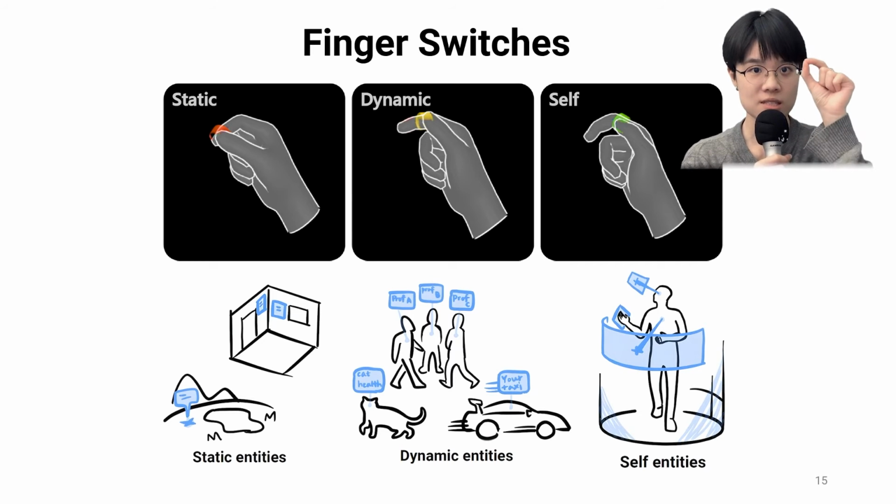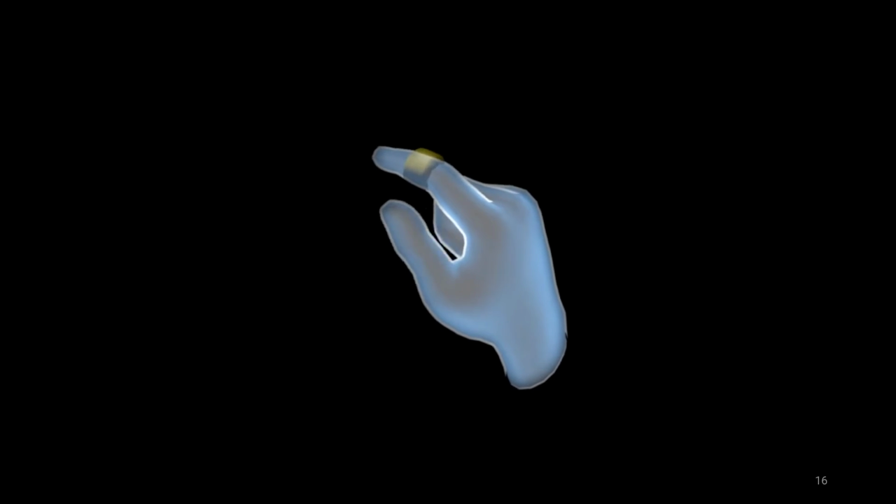Pinching the index tip refers to static entities. Middle of the index indicates dynamic entities, and pinching at the root of the index means self-entities. This is a close-up look of the FingerSwitches.